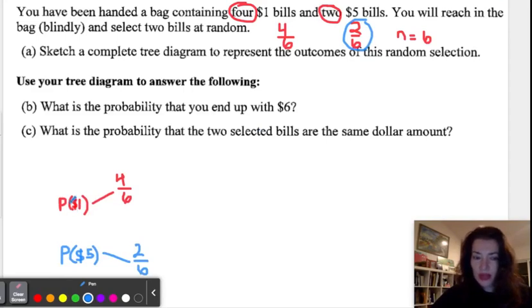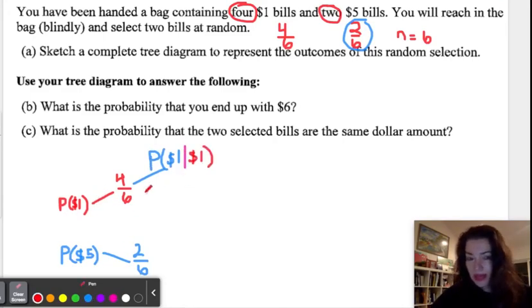For the first one, I'm going to create branches. The next outcome that could happen is my second bill could be another $1 bill. Using probability notation, what's the probability of picking $1 given, this means given, that we already picked $1 here. So let's think about it. We already picked $1. In other words, out of our total amount, there's now going to be a total of 5, but we also already picked $1. So that means there's going to be 1 less than 4. So that will be 3/5.